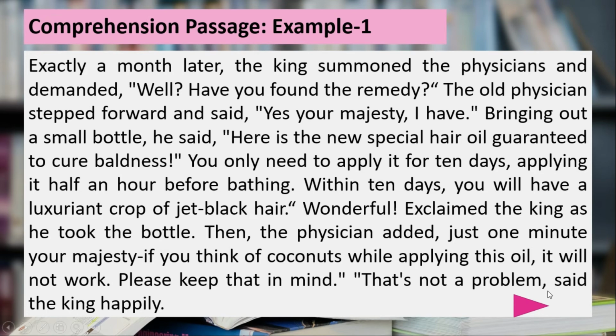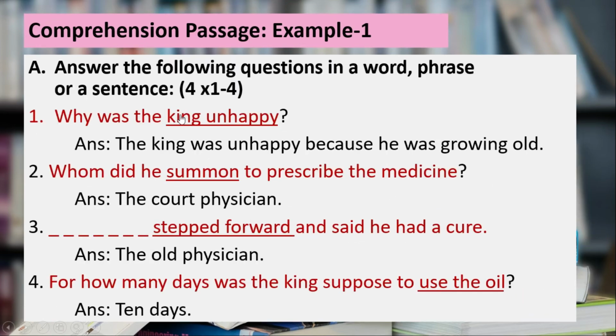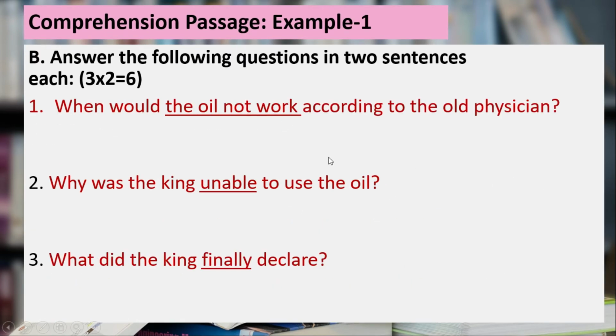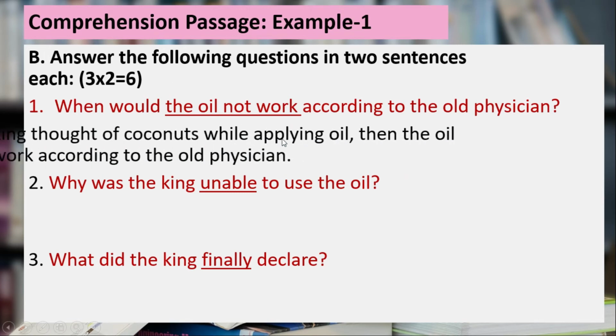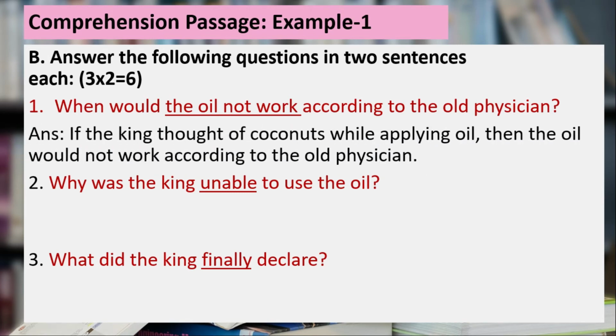'Will not work' is available here itself, right? So that you locate for the next question. It is a 2 sentence answer, a 2 marks question. If the king thought of coconuts while applying oil, then the oil would not work according to the old physician. That is how you have to answer here. So then, why was the king unable to use the oil? That's the next question.